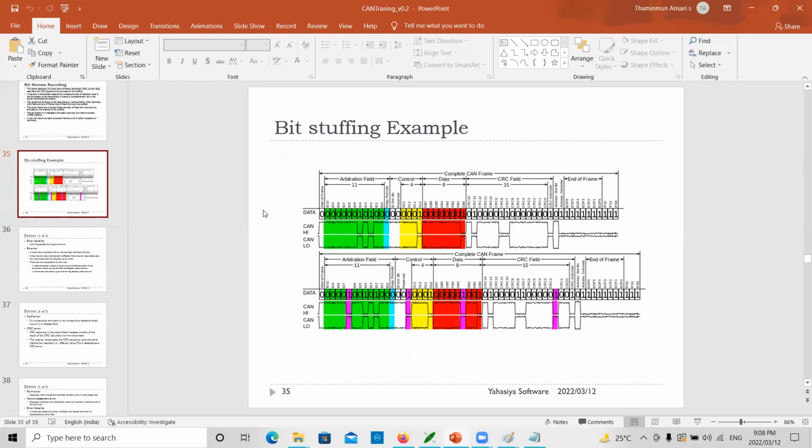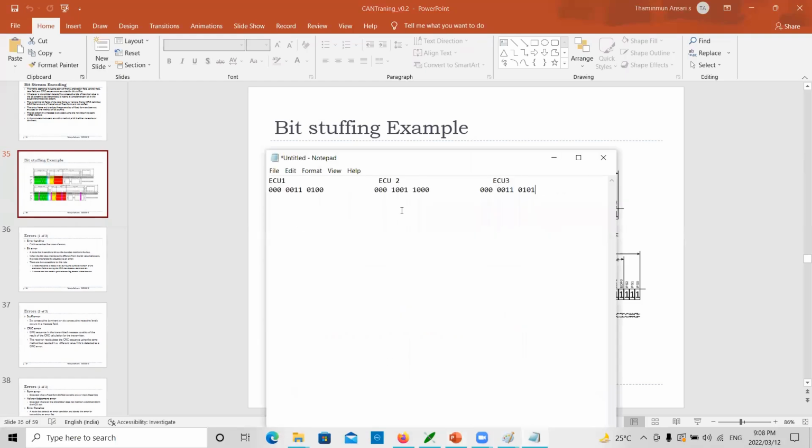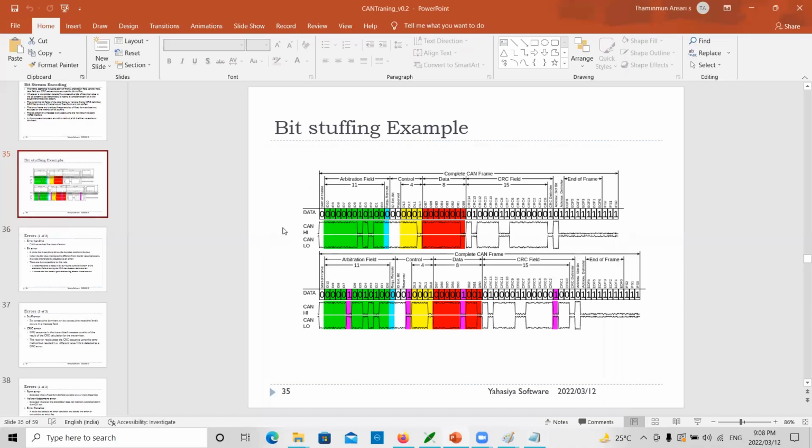While they are transmitting, they won't transmit the LSB of the ID first. For example, if you take this ECU1, this one is the LSB. But while it is going out on the bus, they will start from the MSB. So the MSB will move out first. That is how the frame has been framed: after start of frame, first the MSB bit, and after that the rest go.